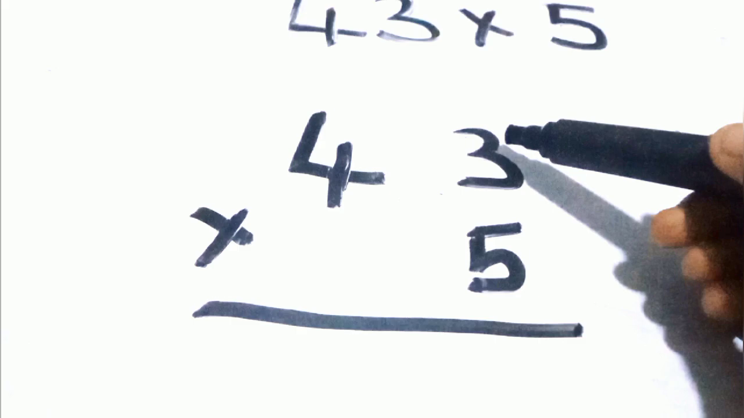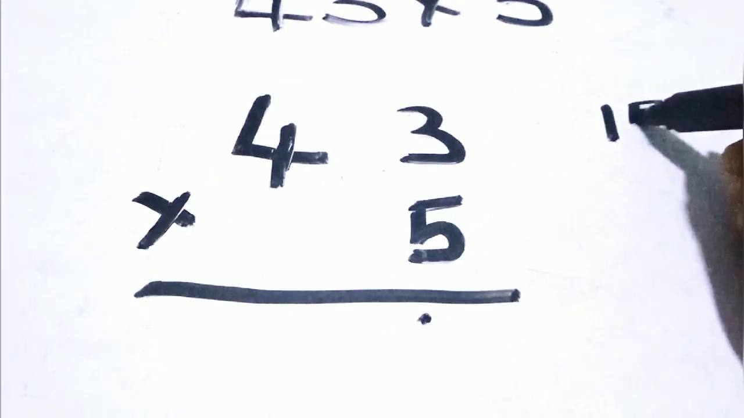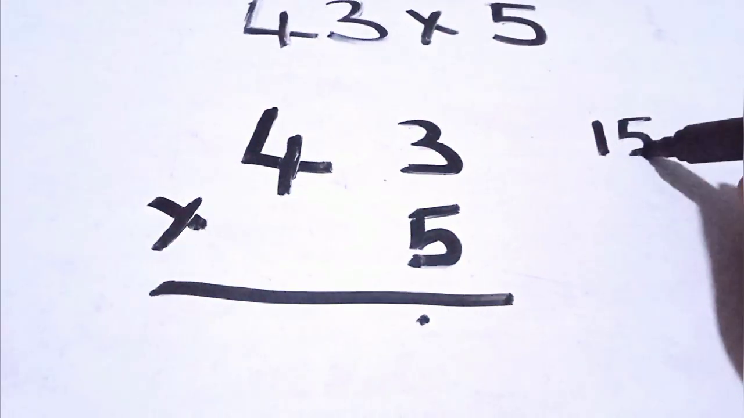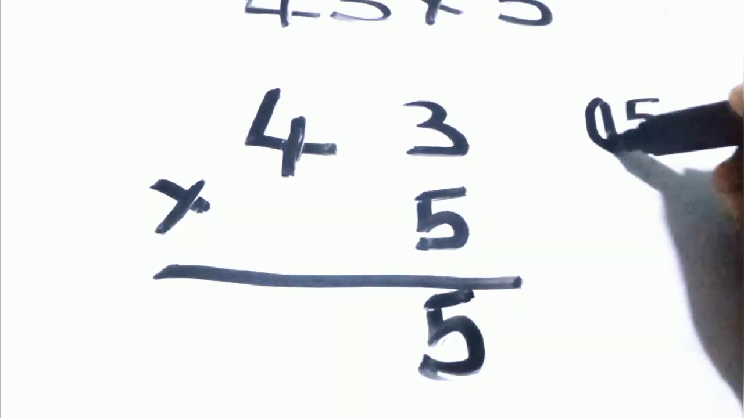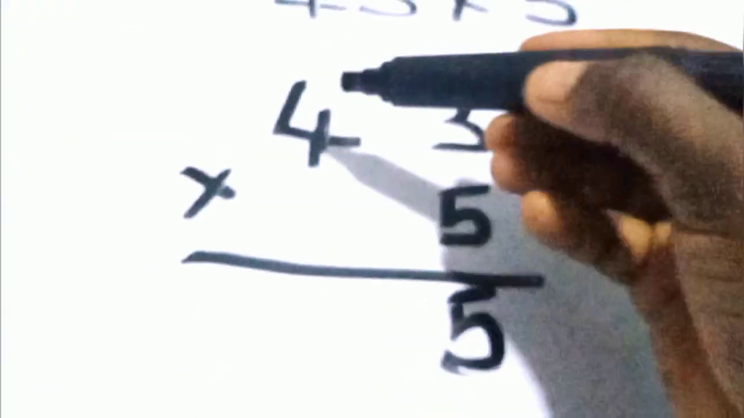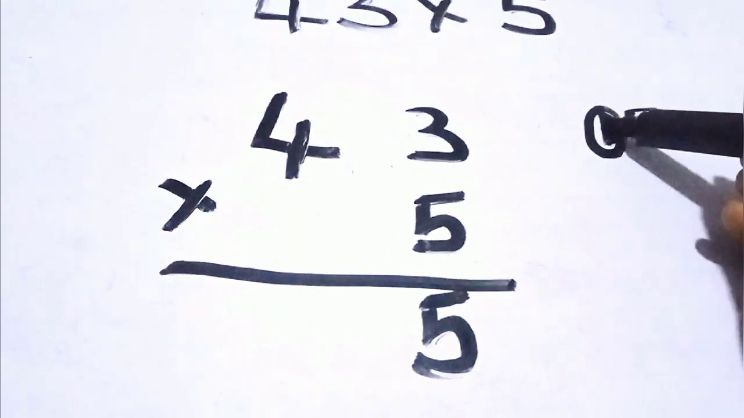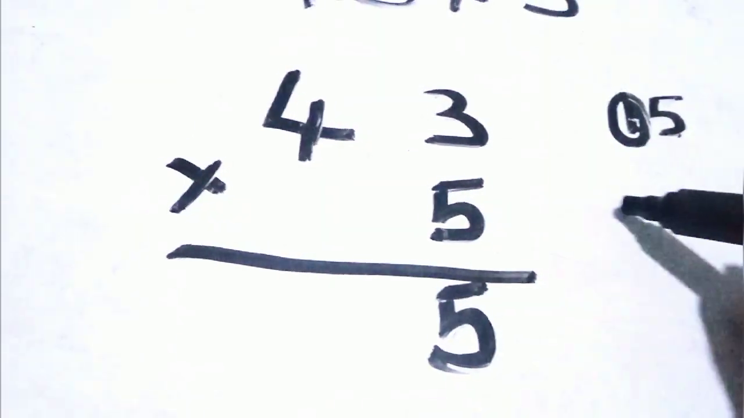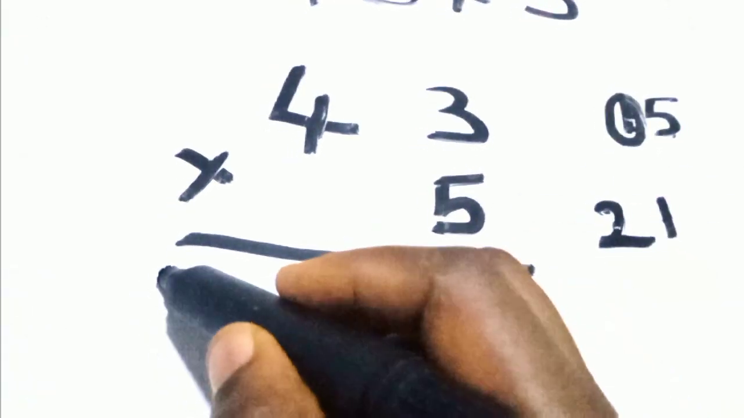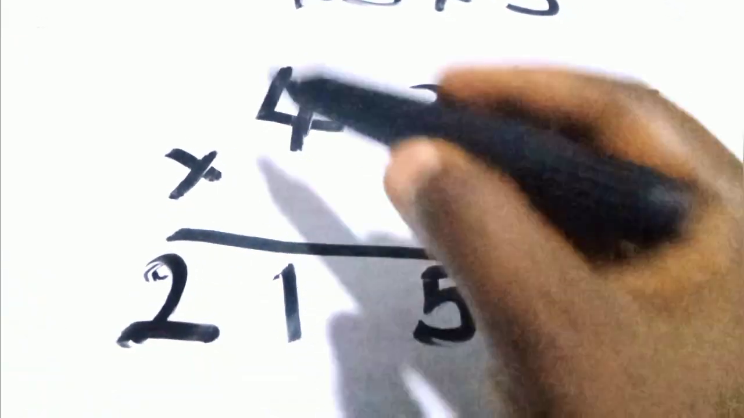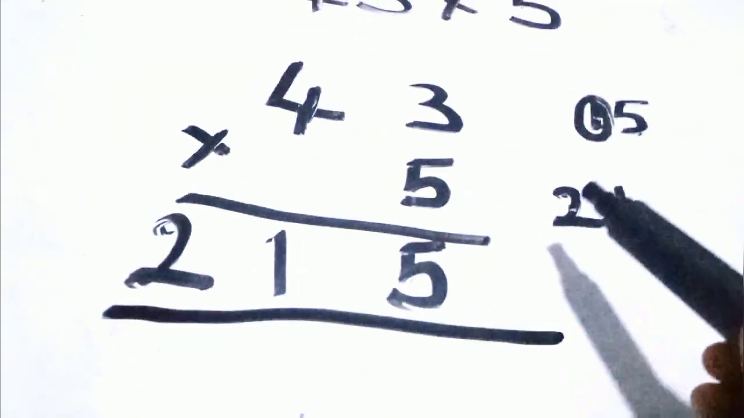So 5 times 3 is what? 15. 15 means 1 ten, 5 units. So the 5 will be under the 5 units, and you carry the 1 over. 5 times 4 is what? 20. Then you add this one. It becomes 21. So you put the 1 here, then you write the 2 here. Because there is no other number to multiply, you have finished multiplying. So this is very, very simple.